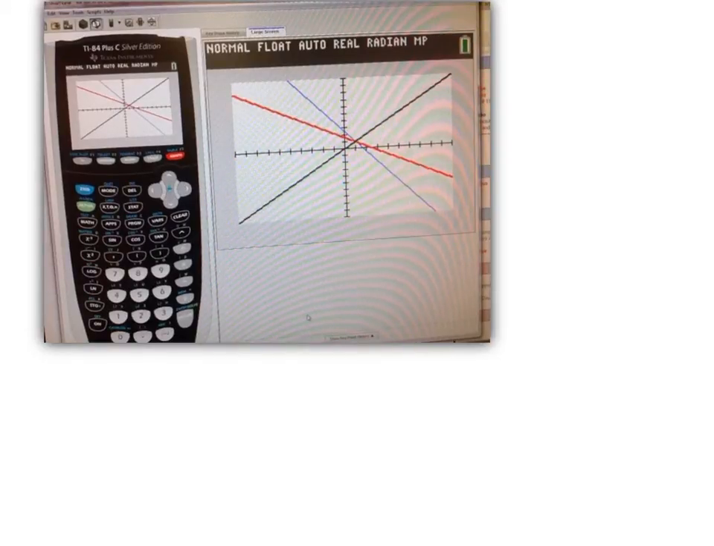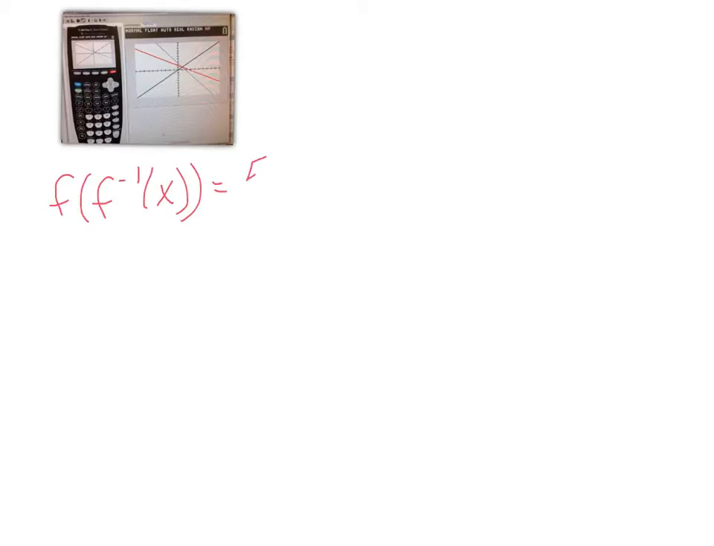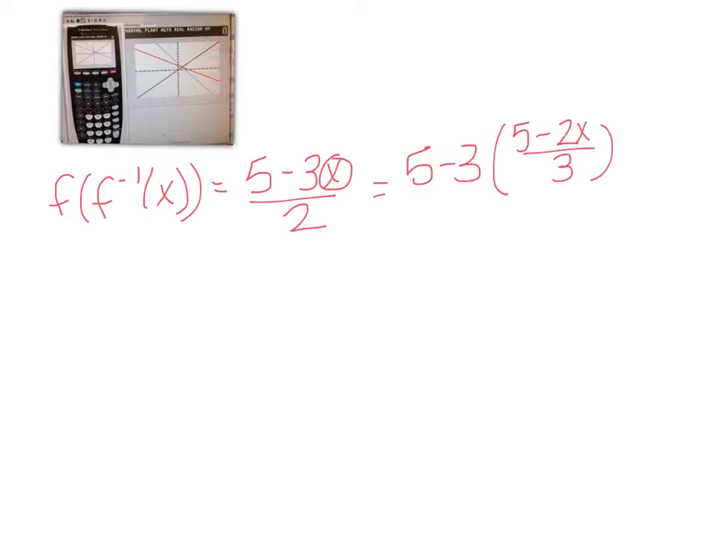Okay, algebraically, I'm going to take those two equations and substitute them into each other. I'm going to take my original equation and put in my inverse. My original equation was 5 minus 3x over 2. I'm replacing x: 5 minus 3 times my inverse, 5 minus 2x over 3, divided by 2.